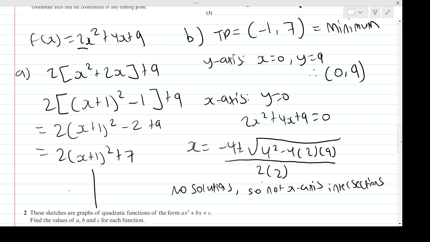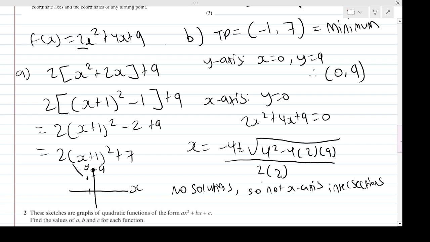Never mind. 0, 9. So 9 is probably about there, right? It's quite high. So you have x and y. So it's going to cross there at 9. But then the turning point is minus 1, 7. So 7's going to be about there, right? And minus 1's going to be there. So the turning point is going to be there, okay?